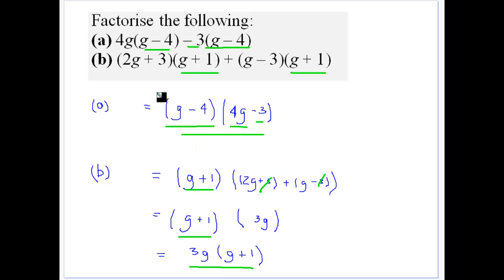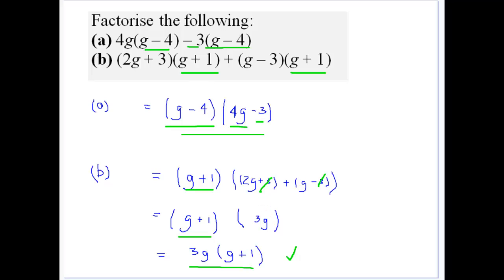But we've achieved it without expanding this and then collecting like terms and then factorizing. This is a much more efficient way of doing that. So that one's not easy, but it shows the power of factorizing rather than expansion and factorizing.